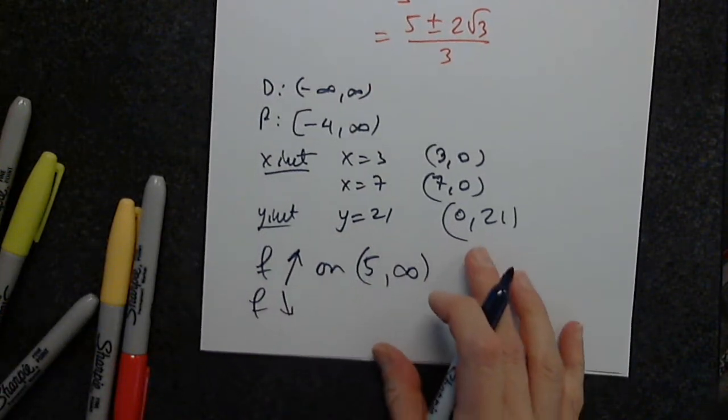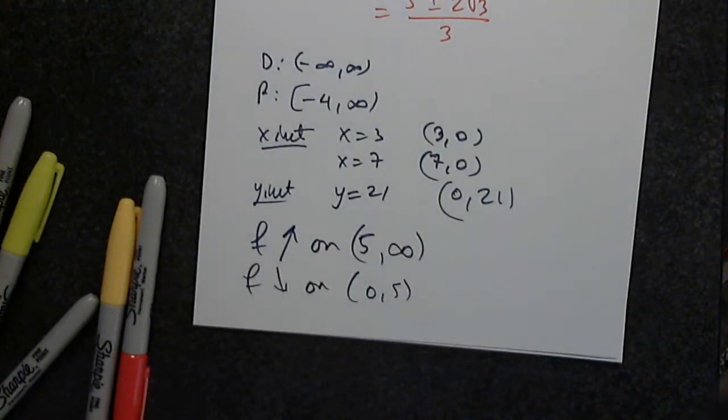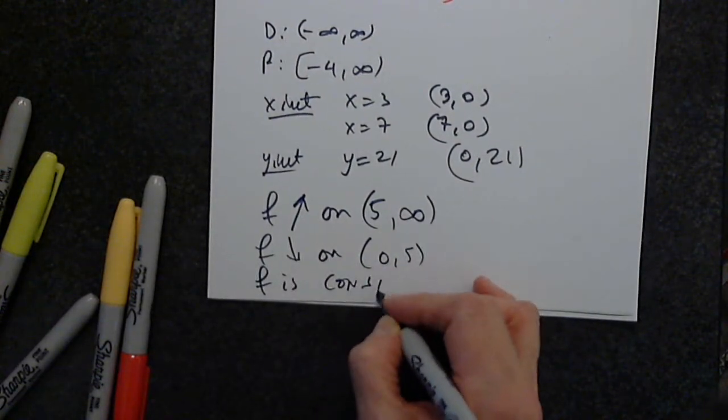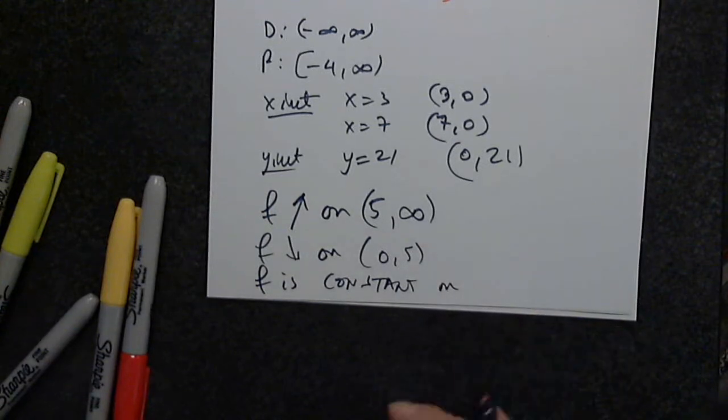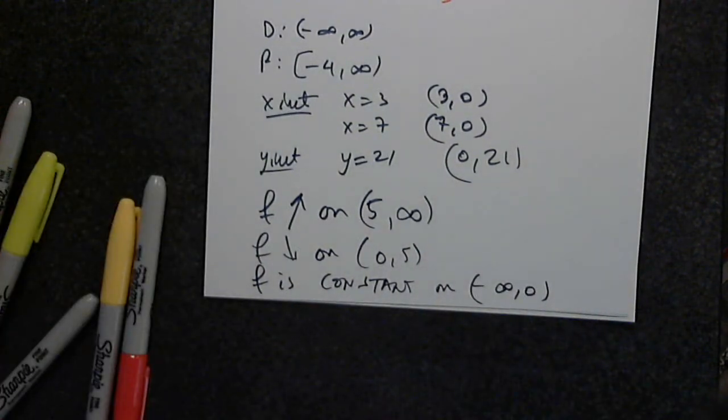So f is decreasing indeed between 0 and 5. Notice that these are always open intervals. No brackets here for the increasing, decreasing. So f is constant on negative infinity, 0. Very good, awesome, good.